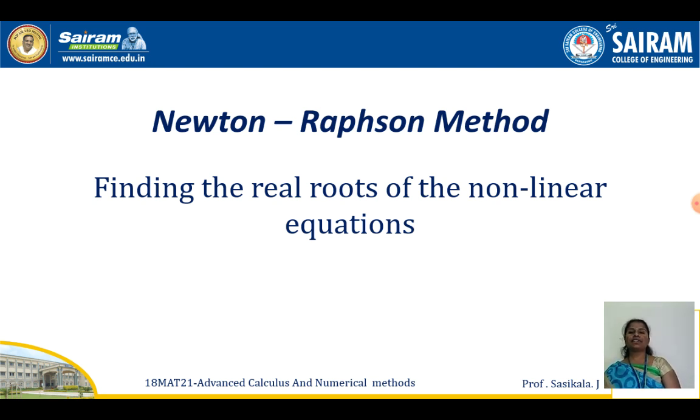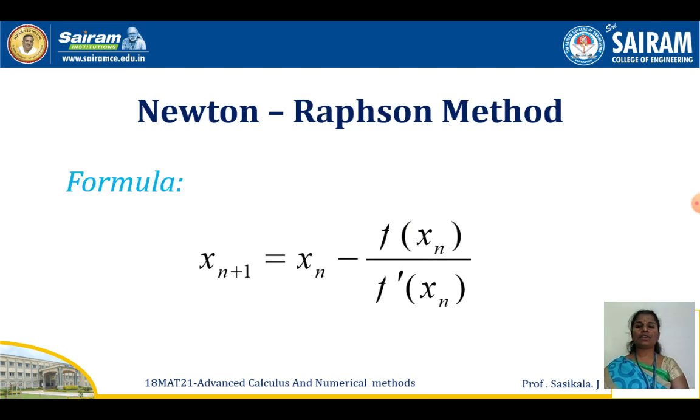The Newton-Raphson method, as we have told, is one of the methods under numerical methods. It is a special method with which you can find the real root of non-linear equations. When you want to get a numerical result for non-linear equations, you can use the Newton-Raphson method. First we will see the formula: xn plus 1 is equal to xn minus f of xn by f dash of xn. It is an iteration method.